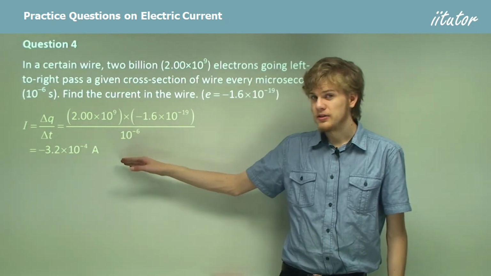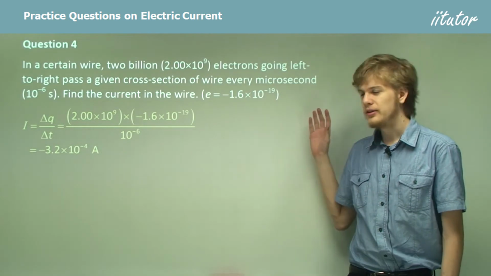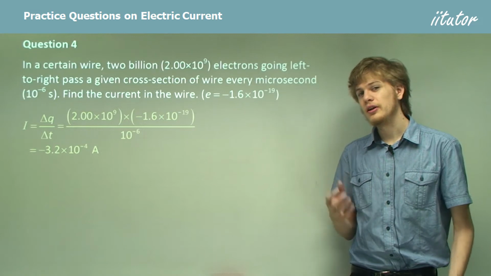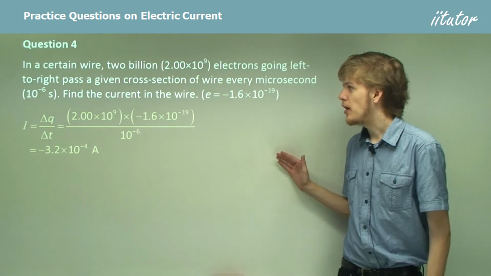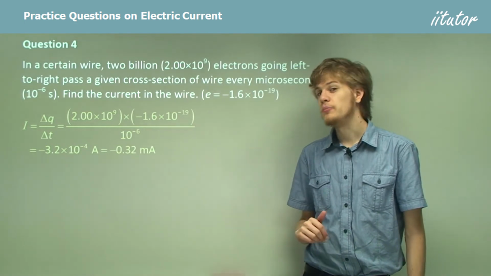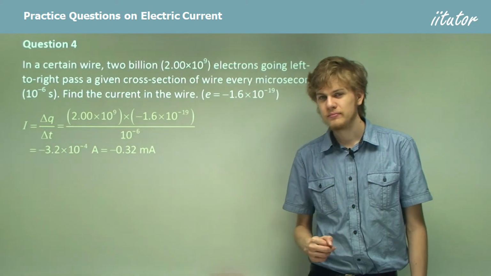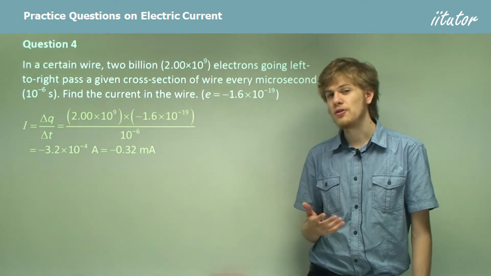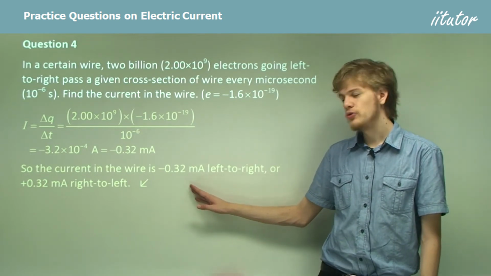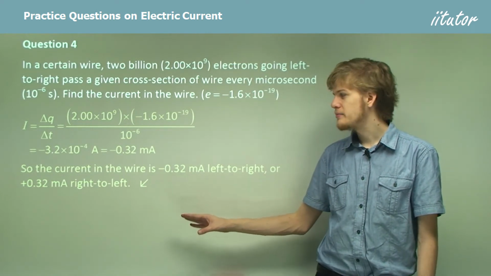Now, this minus shows us the direction of the current from left to right, the same direction as the electrons. So if we want to find the current as a positive number, we'll have to go back the other way, right to left. Of course, we can express 3.2 times 10 to the minus 4 amps as 0.32 milliamps. That is a third of a thousandth of an amp. So the current in the wire is minus 0.32 milliamps left to right, which is the same as positive 0.32 milliamps right to left.